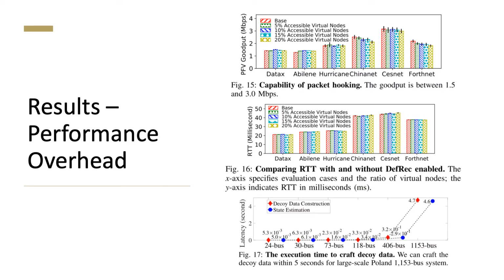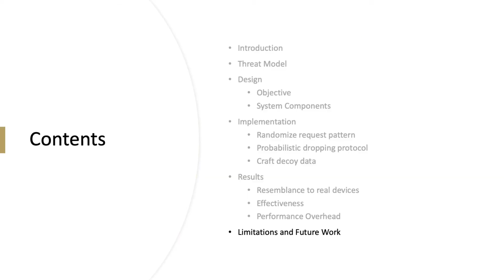And now let's move on to the performance overhead. As you can see on the throughput, round trip time, and also latency here, implementing this DevRack doesn't introduce a lot of overhead on the system. So yeah, it's actually a quite good defense mechanism. And now, finally, let's move on to the limitations and future works.